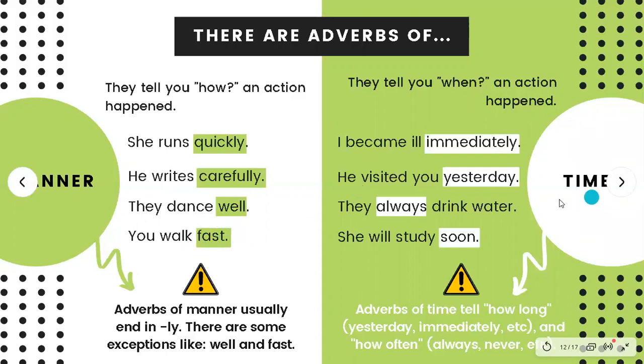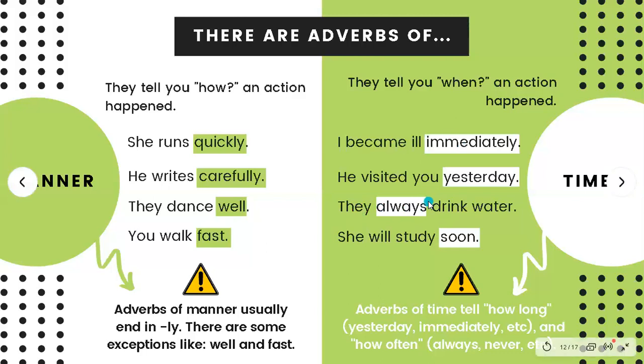And then we have adverbs of time, adverbios de tiempo, que nos dicen cuándo ocurrió una acción. They tell you when the action happened, ¿ok? For example, I became ill immediately, ¿ok? Yo me enfermé, ¿cuándo? Inmediatamente. He visited you yesterday. Él te visitó, ¿cuándo? Ayer. They always drink water. Ellos siempre beben agua. Entonces, ellos no solo beben agua, sino que ¿cuándo o cuán frecuentemente? Always. She will study soon. Ella va a estudiar, ¿cuándo? Pronto. So there you have it.